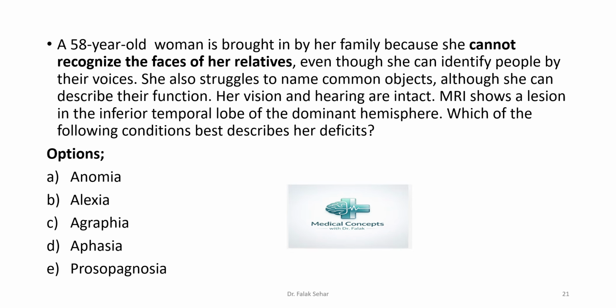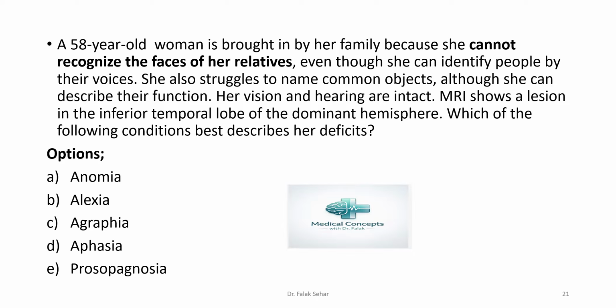Now coming to the third and final question. A 58-year-old right-handed woman is brought in by her family because she cannot recognize the faces of her relatives, even though she can identify people by their voices. She also struggles to name common objects, although she can describe their functions. Her vision and hearing are intact. MRI shows a lesion in the inferior temporal lobe of the dominant hemisphere. Which of the following conditions best describes her deficit? Just think and read the question again, and then you will get the answer. So the answer is prosopagnosia.